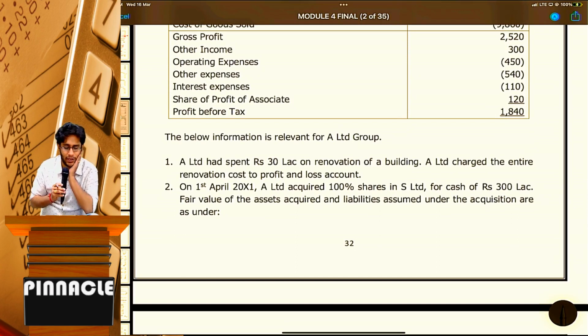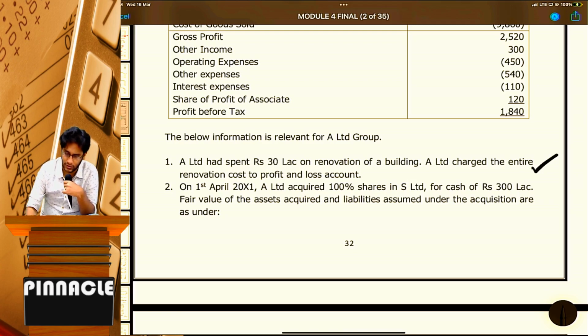A Limited has spent rupees 30 lakhs on renovation of building. A Limited charged the entire renovation cost to the P&L account. Sir, what is the treatment of renovation cost? You have to capitalize it. This fellow charged it to P&L. So it is not only a cash flow adjustment, the profit is also wrong. There is a rectification of error also. But you know what to do.